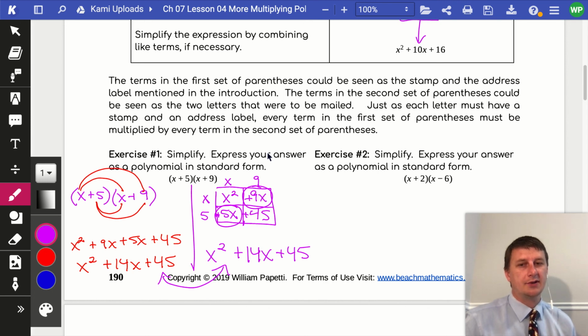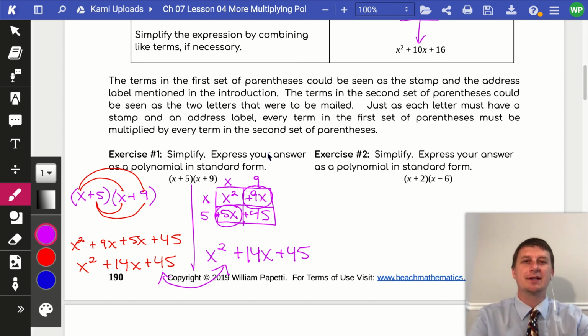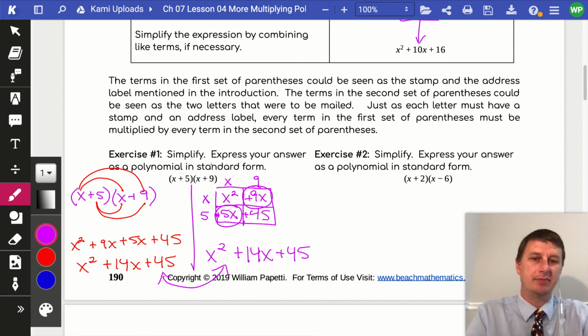But exercise number 1 is complete, which means so is this video. And I hope that this video was helpful in multiplying a binomial times a binomial.